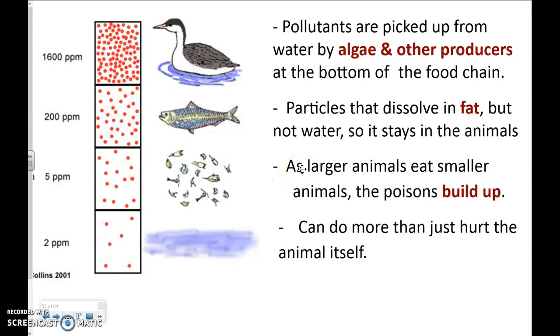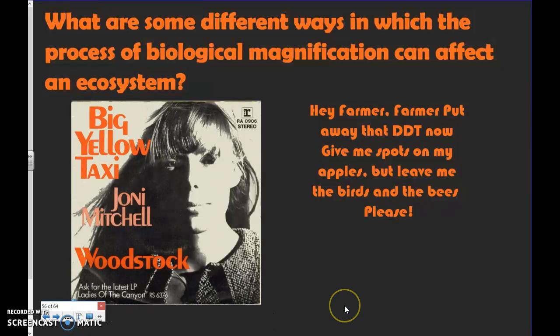Now, as the animals eat smaller animals, this fish isn't just going to eat one piece of algae, it's going to eat many, so it ends up with all their pieces. And then this bird is not going to eat just one fish, it's going to eat a lot of them, so it's not only going to get this fish's but the other fish that it eats, and it really starts to build up. Now it can do more than just harm the organism itself. It can cause other detrimental effects. So we're going to discuss some different ways in which the process of biological magnification can affect the ecosystem.